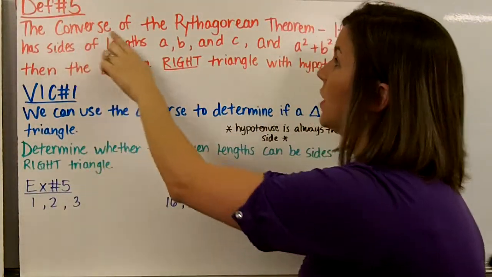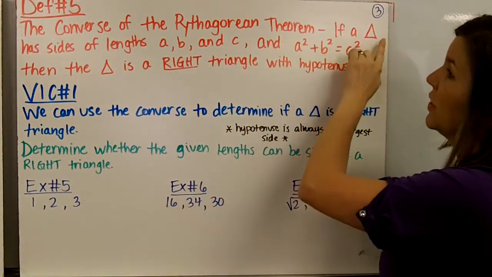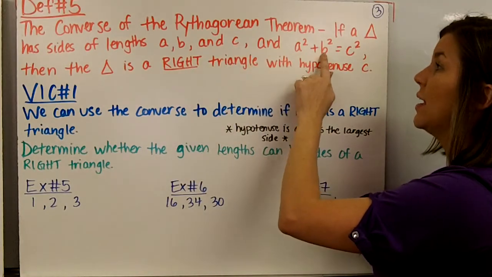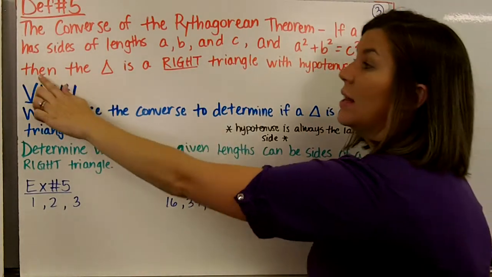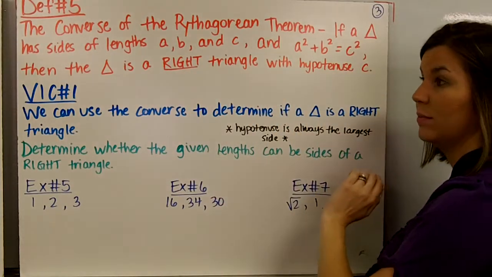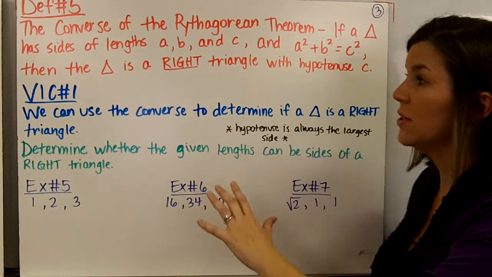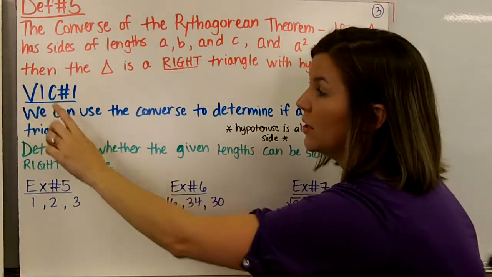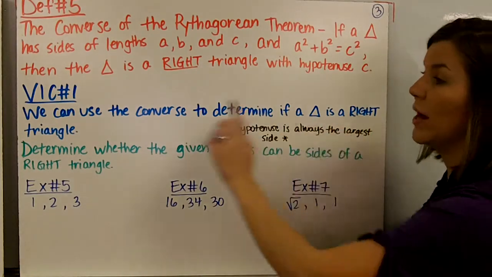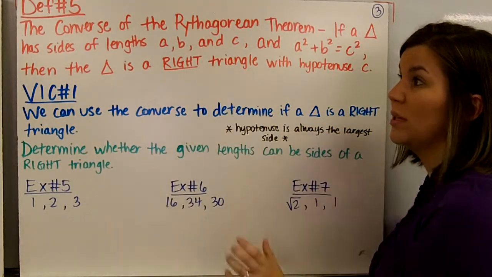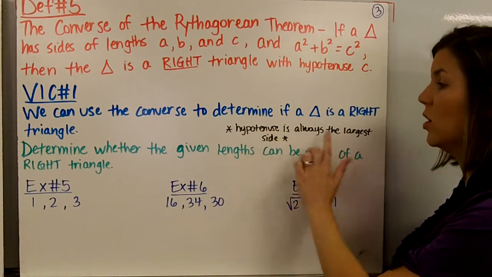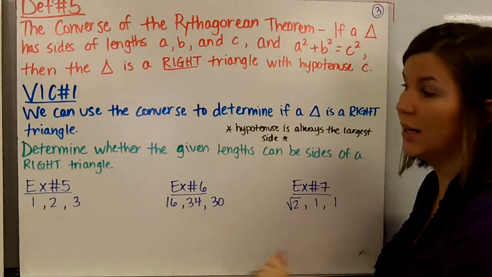Definition number 5. The converse of the Pythagorean theorem. If a triangle has sides of lengths A, B, and C, and A squared plus B squared equals C squared, then the triangle is a right triangle with hypotenuse C. These are all properties for right triangles. Use number 1, we can use the converse to determine if a triangle is a right triangle. So that's the purpose of the converse of the Pythagorean theorem. And remember, the hypotenuse is always the largest or the longest side.